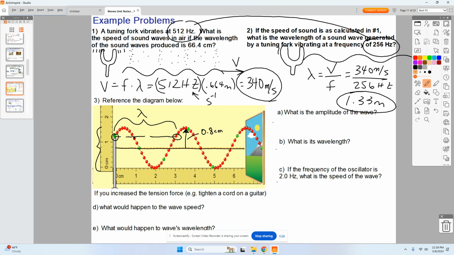Probably the easiest place to look would be at a crest to a crest. Those are easy to identify. Also, a trough to a trough. Do you see that from the trough to the trough? It might be easier to see that it's closer to about 3. Can you guys see it? Let's see, 2 to 5. Do you see I'm getting 2 to 5 is 3?